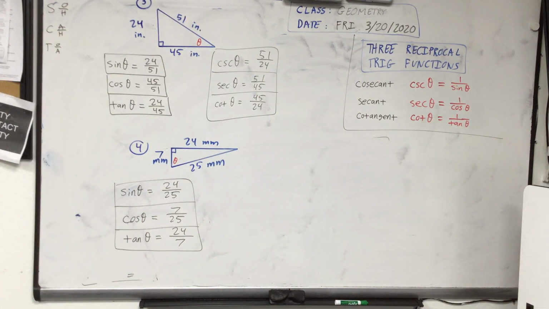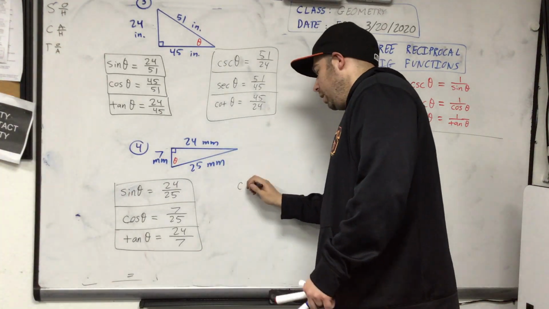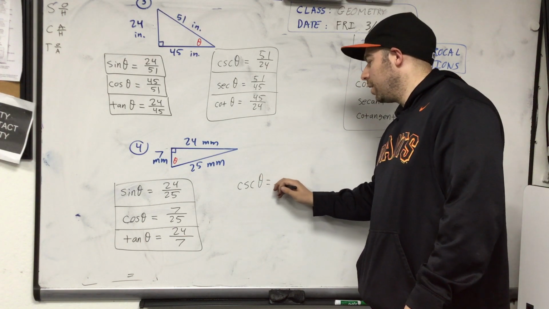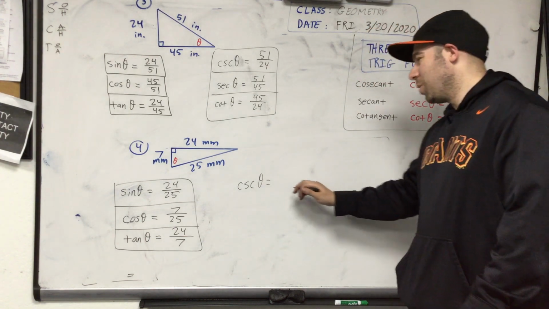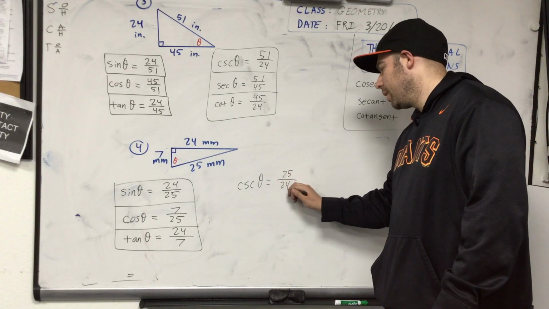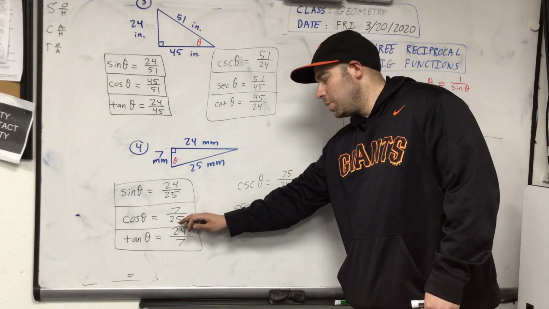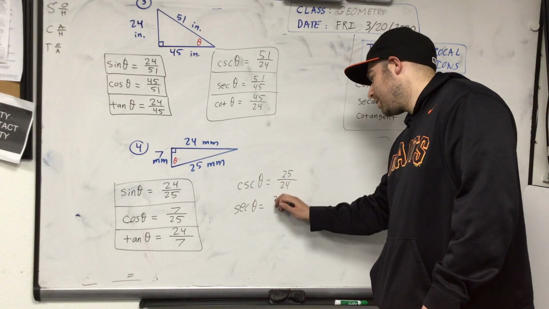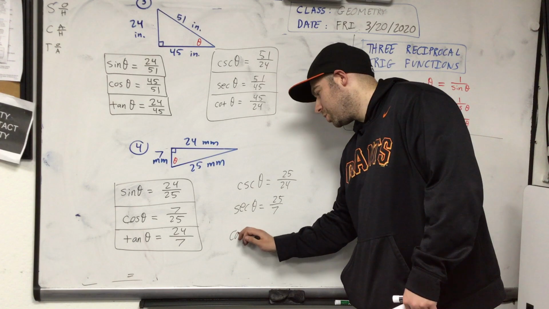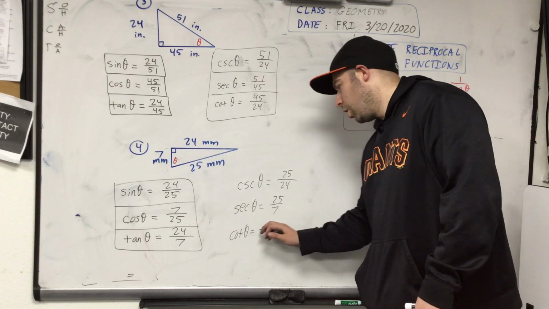Just make sure it fits. All right, so finally, last thing, and then you can enjoy your weekend. Cosecant of angle theta would be the reciprocal of the sine ratio, or 25 over 24. And the secant is the reciprocal of the cosine ratio, which should be 25 sevenths. And finally, the tangent ratio has a reciprocal trig identity called cotangent of angle theta, which is 7 over 24.